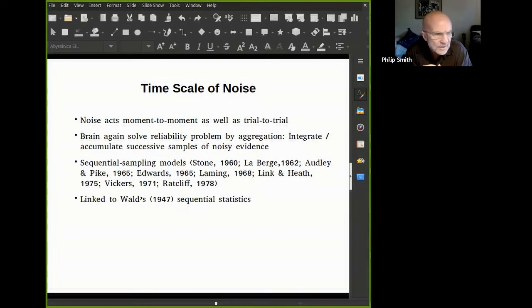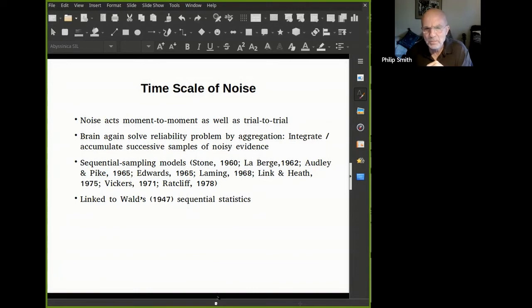Now, the 1960s and the 1970s were a time of significant theoretical development in this area, with numerous contributors, including Stone, LaBerge, Audley and Pike, Edwards, Donald Laming, Stephen Link, Richard Heath, Douglas Vickers, and of course, Roger Ratcliff. And despite the diversity of these various contributions, their common theoretical antecedent was Abraham Wald's sequential statistics in the 1940s.